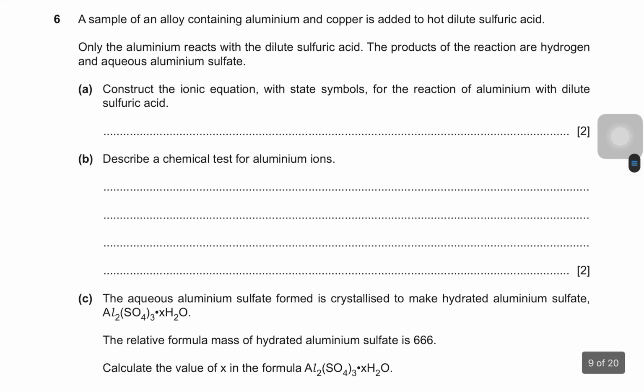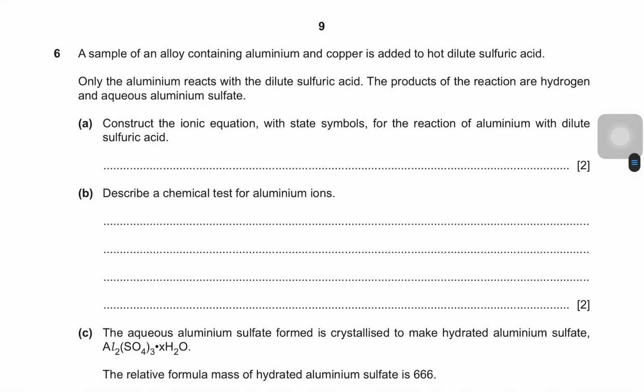Moving on, a sample of an alloy containing aluminium and copper is added to hot dilute sulfuric acid. What's an alloy? Alloys are mixtures of metals with other elements. Remember, they are talking about hot dilute sulfuric acid. Only the aluminium reacts with the dilute sulfuric acid. The products of the reaction are hydrogen and aqueous aluminium sulfate.